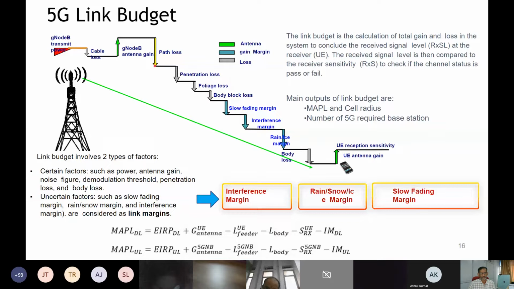Then you have got the path loss. So from the mobile to the antenna, the path loss that you encounter. So this will be more for the higher frequencies, less for the low frequencies. That is why we have got fantastic coverage at the lower bands.